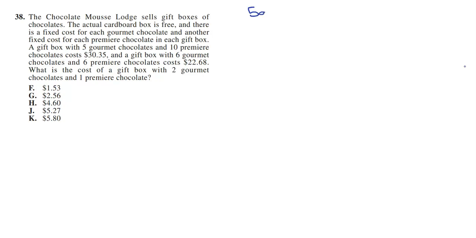So this is 5 gourmet plus 10 premier equal to 30.35. And a gift box with 6 gourmet chocolates and 6 premier chocolates costs $22.68. Actually, we have 10 premier in the first one, so let's make sure we're right here. So we have 10 premier, and 6 gourmet plus 6 premier is equal to $22.68.